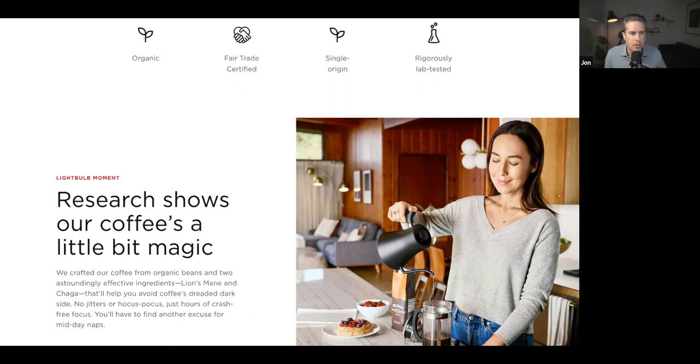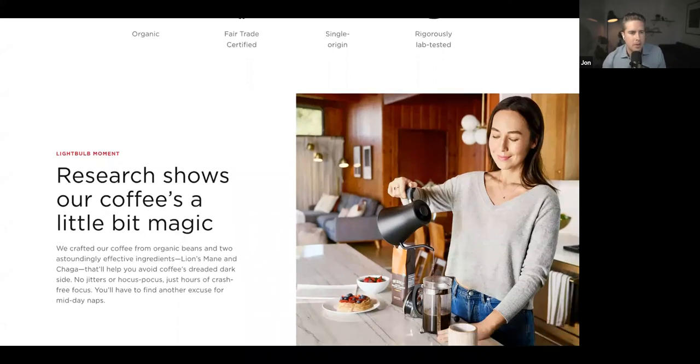But again, here we are: research shows our coffee is a little bit magic. Okay, I'm intrigued. But now we're getting into that founder's story about why they crafted this, as opposed to the key points of what it's going to do for me, right? Do I care that your coffee is a little bit of magic? It's an intriguing headline, but the reality is I want to know what's the benefit for me. That's what you need to lead with here.